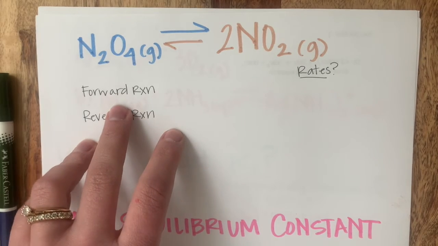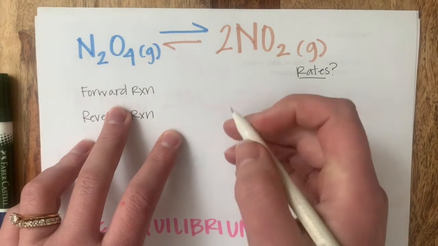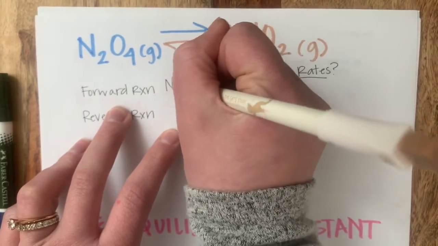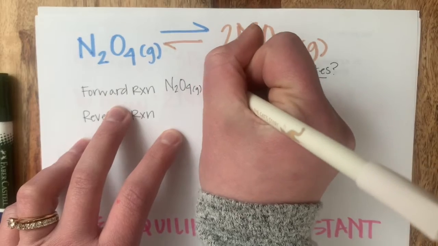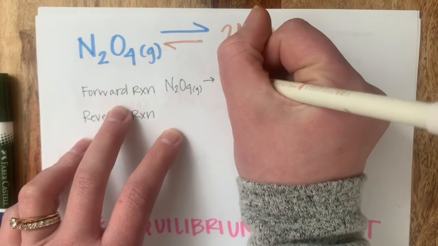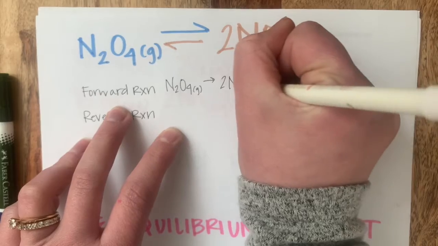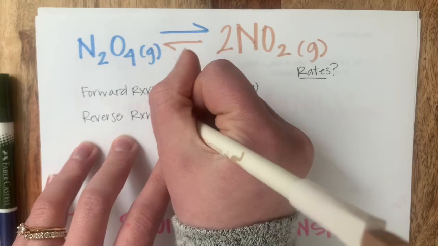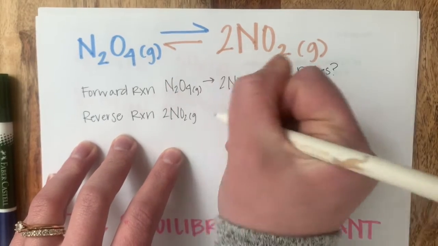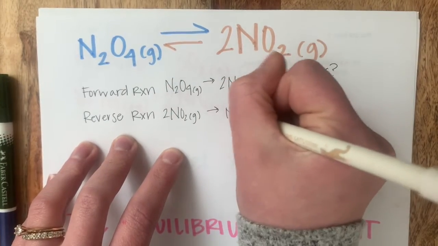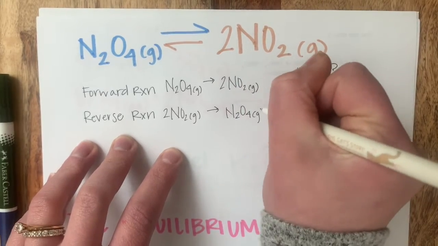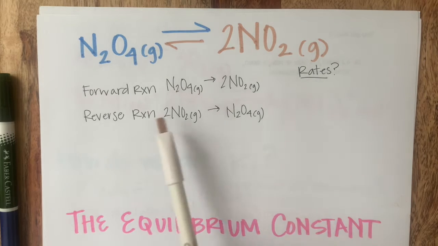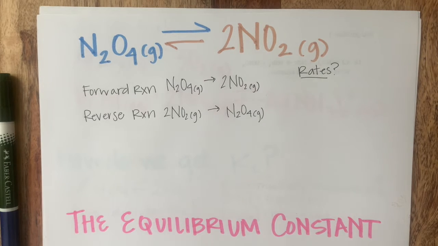So let's just try first. Can you write out just the forward reaction? Okay, go ahead and do it. Okay, so N2O4 becomes 2NO2. Okay, let's write the reverse reaction. Great. Okay, now can we write the rate laws for these two reactions, assuming they're elementary?